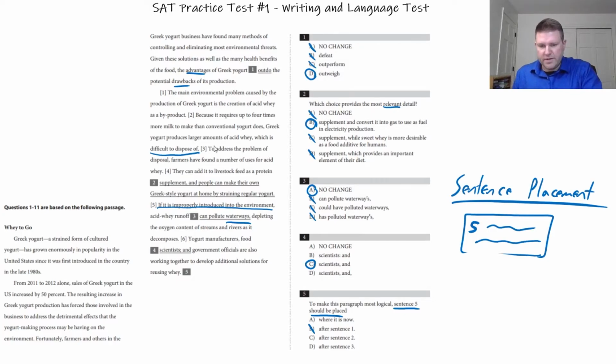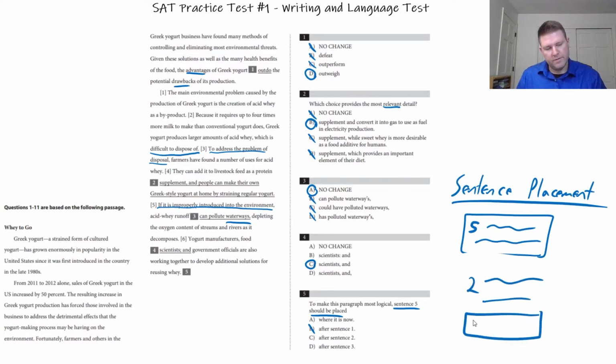So let's go to sentence 3 now. To address the problem of disposal, so this is actually perfect the way this is going. From 2 to 5 to 3. We just saw a really nice logical progression of ideas, okay? So after sentence 2 is a really strong candidate. Let's check out 3 and also where it is now just to sort of eliminate.